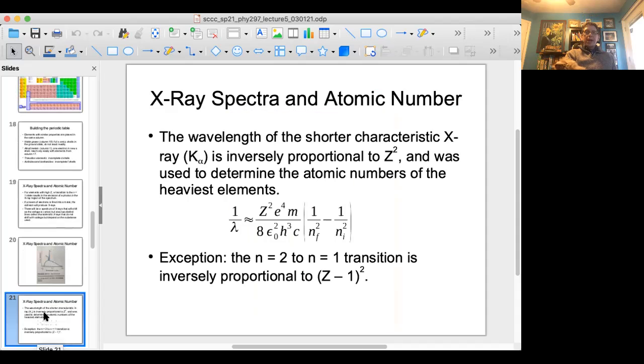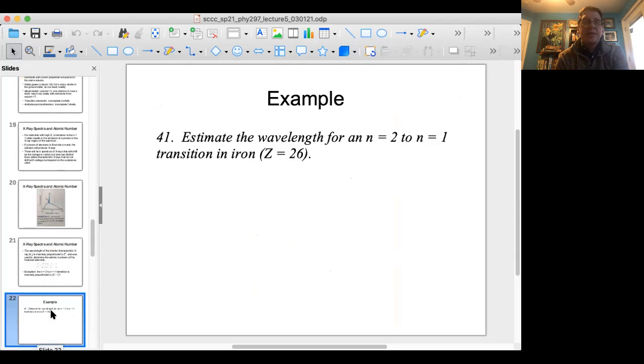And so the shorter X-ray, K alpha, is inversely proportional to Z squared, unless the transition is from n equals 2 to n equals 1. And so in that case, it's proportional to Z minus 1 squared. But, so there's a pattern in the wavelength. And so you can use that to determine the atomic number of given elements, especially of the metals.